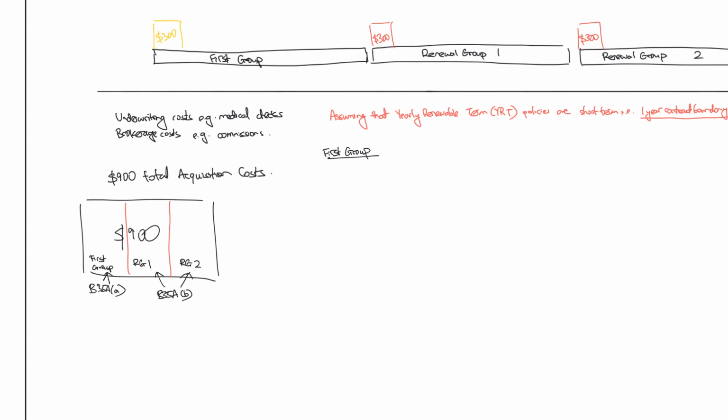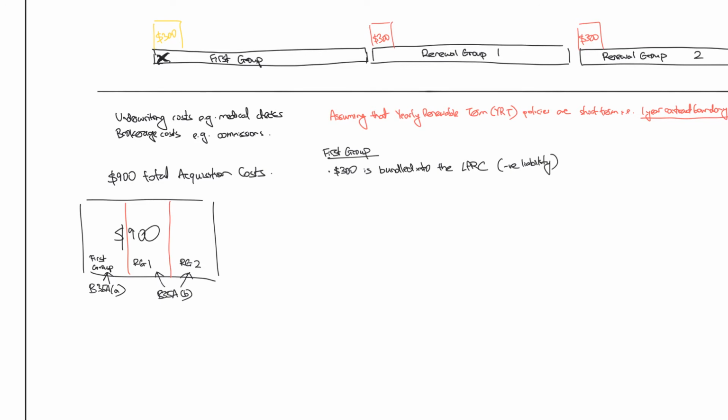At this point in time, if we're standing here, right, 300 that's allocated to this first group is bundled into the LFRC. Okay, so we're assuming that this is going to be the general measurement model. So it's bundled together in the LFRC. It's really a negative liability, okay, until you earn it.